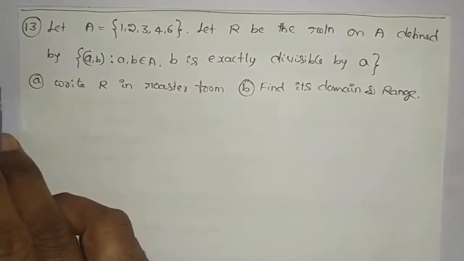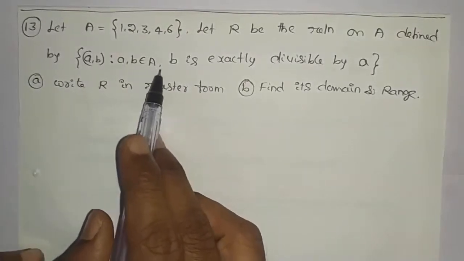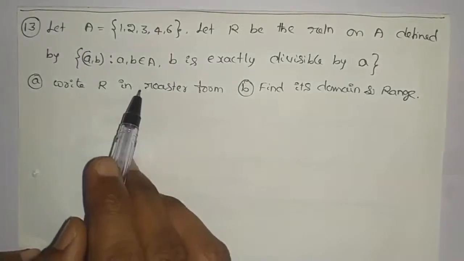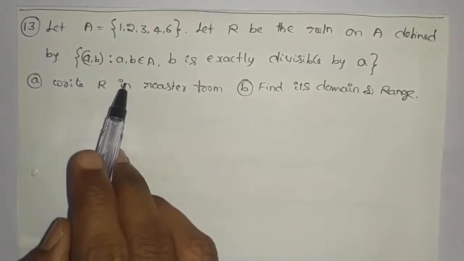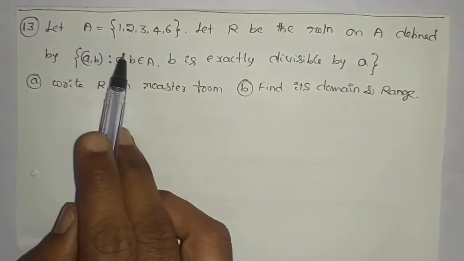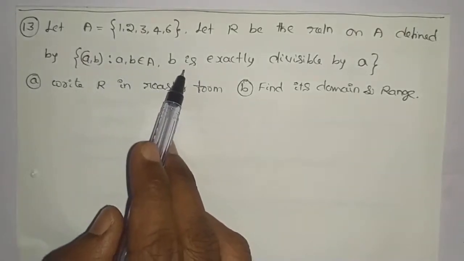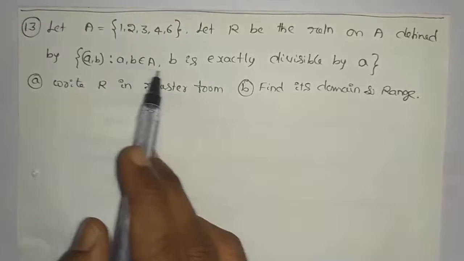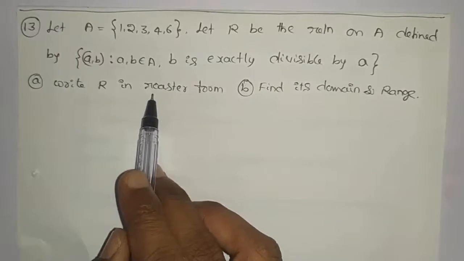In our previous class, I already told you in the 12th problem itself, if you want to write this in roster form, you will find it very difficult. If we have the Cartesian product, then we can easily identify which number is exactly divisible by the first number. If we have the Cartesian product, then we can easily write the given relation in roster form.